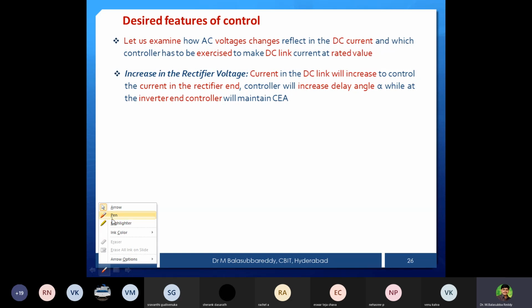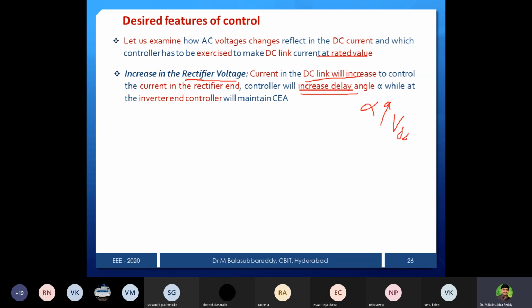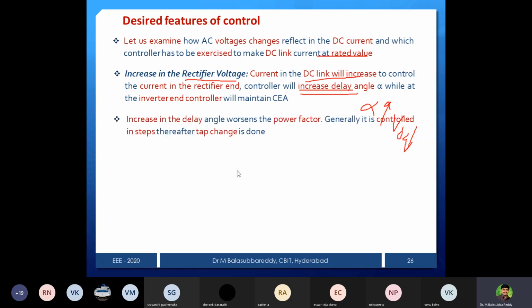Now you can analyze this. Voltage increases, so current automatically increases, but I need to maintain the current at the rated value. For that, what is the possible option? You can increase the delay angle alpha. If alpha increases, what will happen? The voltage will automatically decrease, because our formula is Vd equals Vd0 times cos alpha. Vd0 is a constant and cos alpha varies, so the voltage decreases, and hence our DC link current is maintained constant. That is the point.